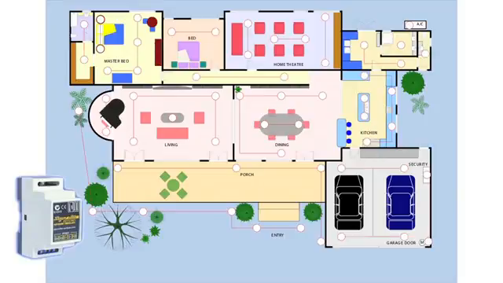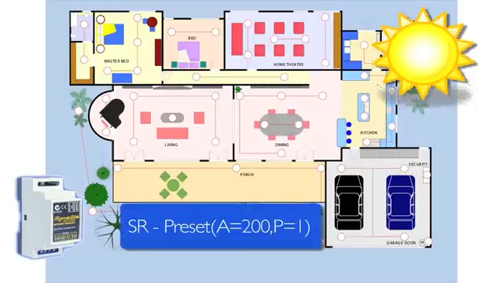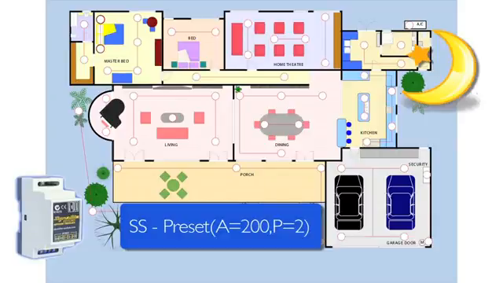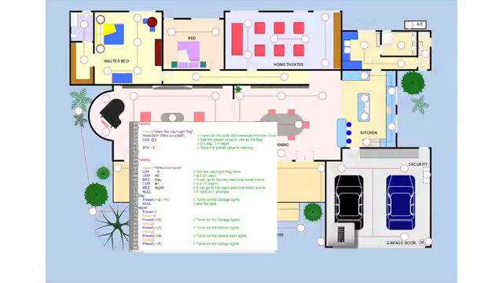We will configure the time clock to send a message at sunrise and sunset, and we're going to use a dummy message at sunrise to say Area 200 preset 1, and at sunset we will say Area 200 preset 2. So task 5 and 6 here are going to live on our panel in the garage.